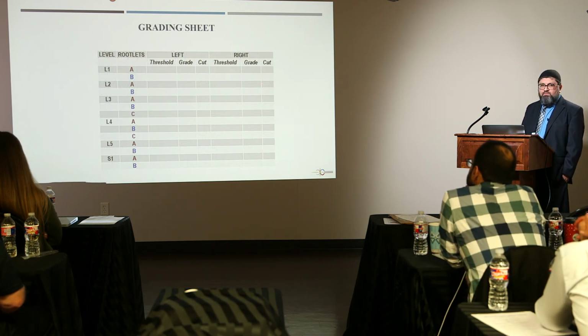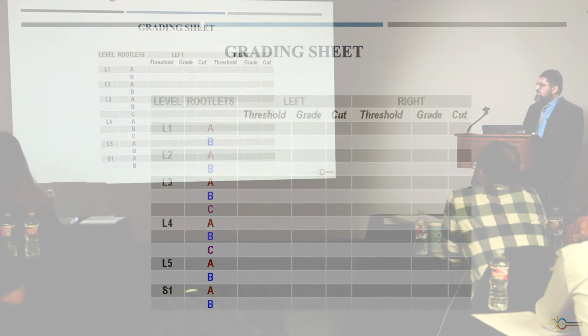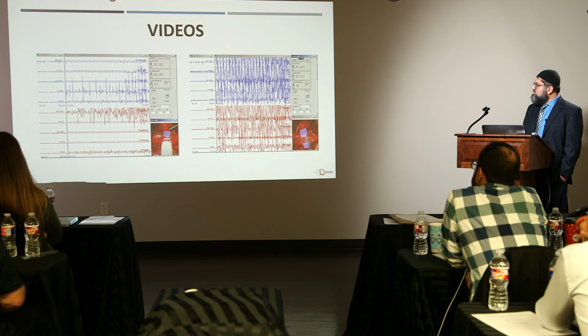So keep writing on paper, because you'll go back and see which nerve was cut, which was not, so documentation. So if you have L1 with 2 rootlets, or 2 or 3, you can just add that and write the threshold, the grade, and if it was cut or not cut. That's good.